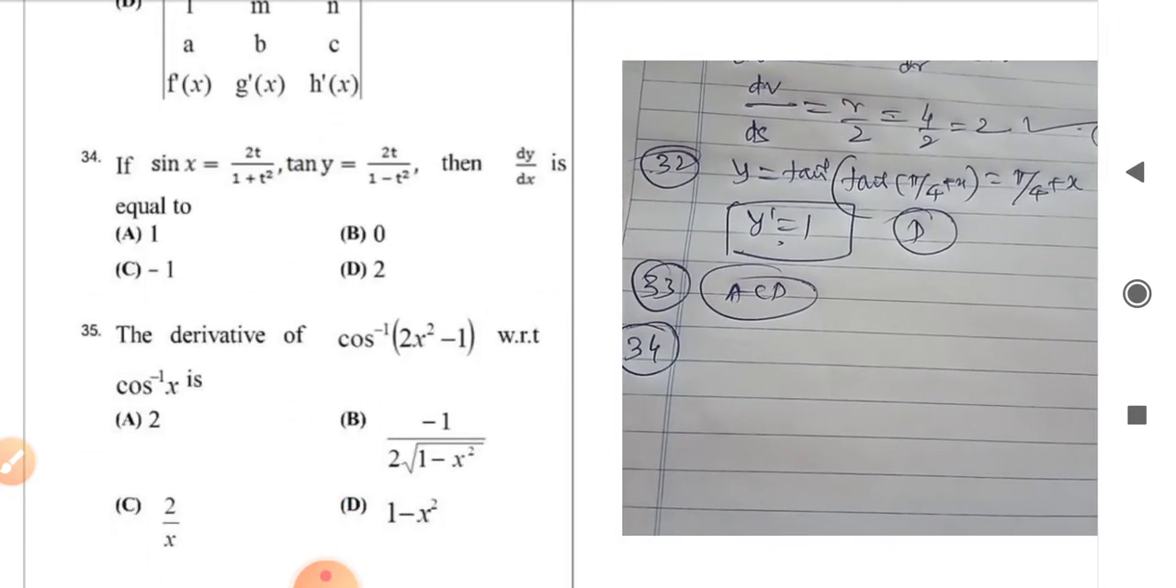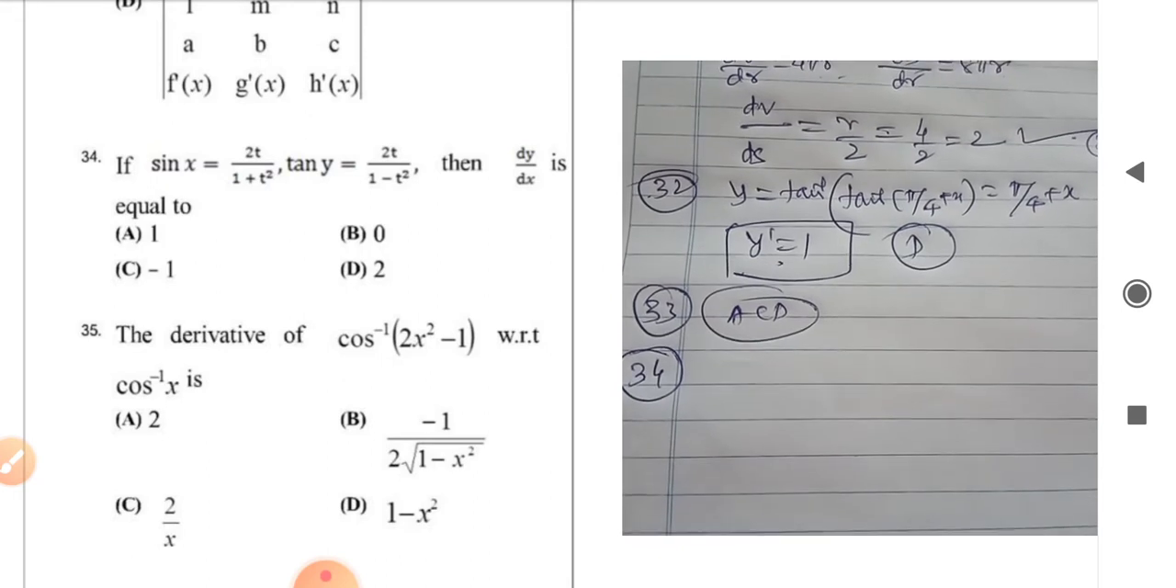Mostly I think, I hope they have given grace marks for that question also.